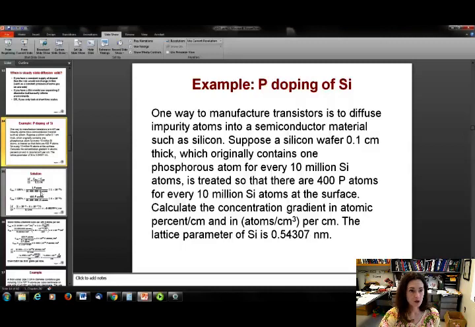So what is this problem asking us? Basically, it's asking us to calculate that dC/dx, or the delta C over delta X, for two situations. Basically, they want two sets of units on that concentration gradient. The first set of units will be in terms of a percent, and the second will be in terms of a number of atoms.